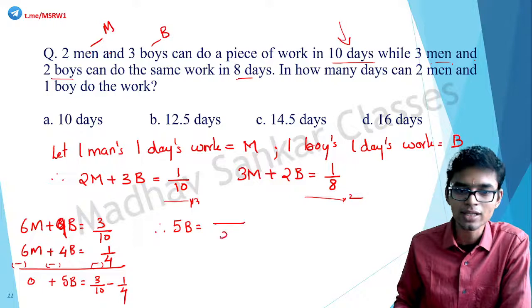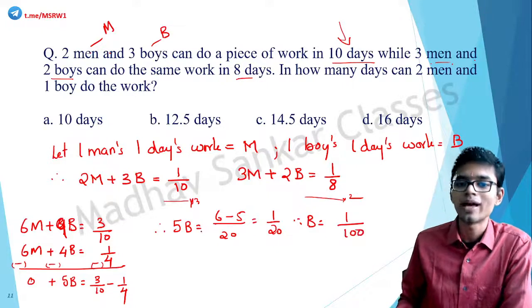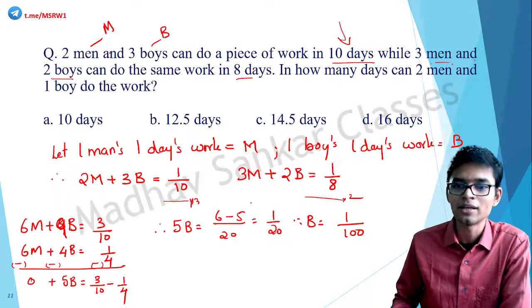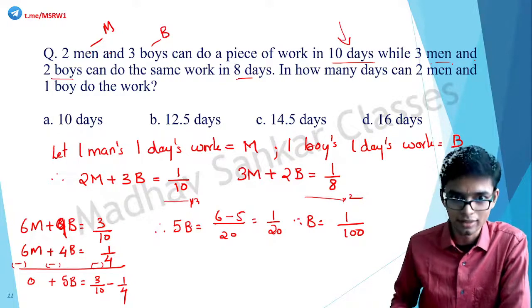So, the LCM is 20. 20 divided by 10 times 3 minus 20 divided by 4 times 1, 6 minus 5, is equal to 1 by 20. Therefore, B is equal to 1 by 100. So, the value of B is 1 by 100. What is B? 1 boy's 1 day's work. So, 1 boy's 1 day's work is 1 by 100.